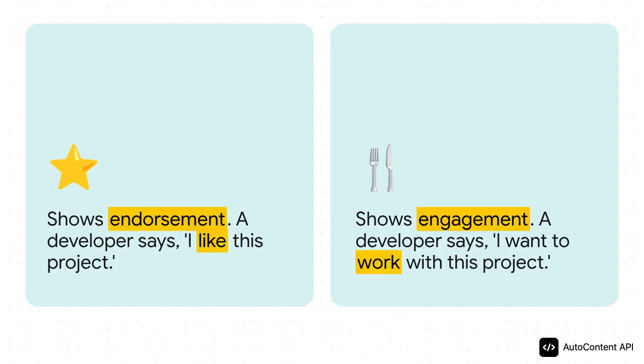So here's the difference in a nutshell, and this is key. Stars show endorsement, that's passive approval. Forks show engagement, that's active participation. One says, I like this, the other says, I want to work with this. Together, these two numbers give you this powerful at-a-glance snapshot of a project's real-world impact.